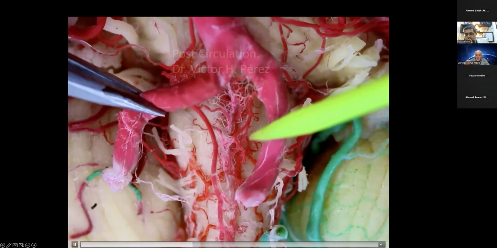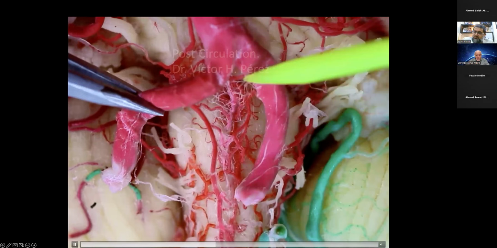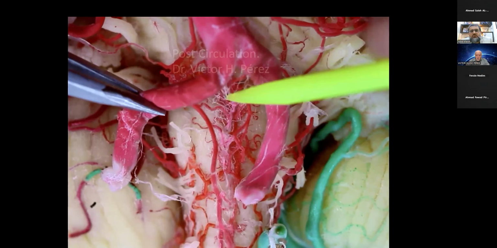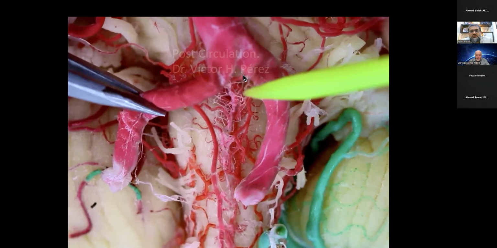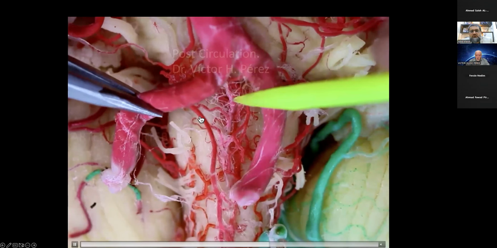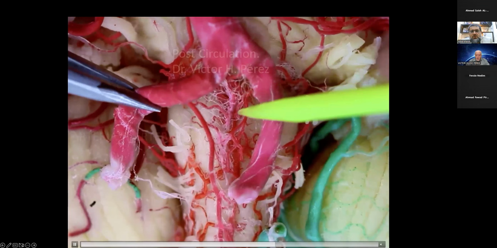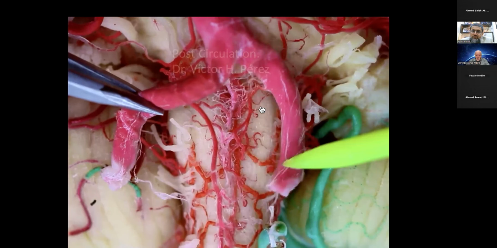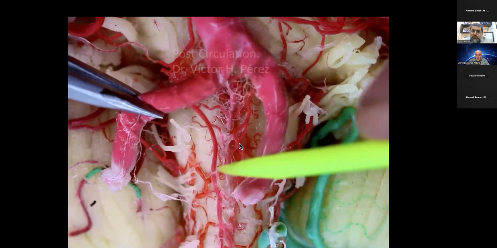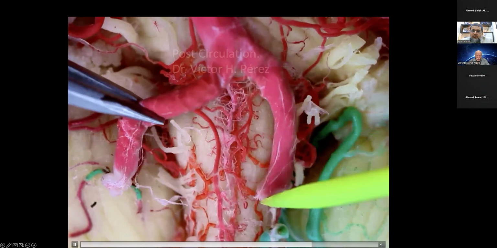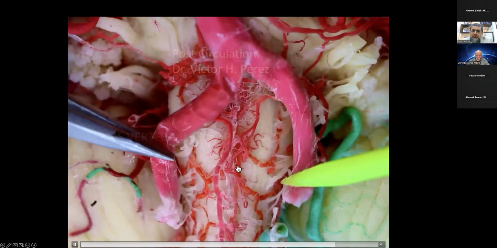Sometimes it's only one anterior spinal artery. In this case, there were three, as you can see here. Here we have one, this is another one, and this is another. So three anterior spinal arteries. And look at the complexity of the arachnoid covering this medulla oblongata and also the superior spinal cord, the cervical spinal cord.